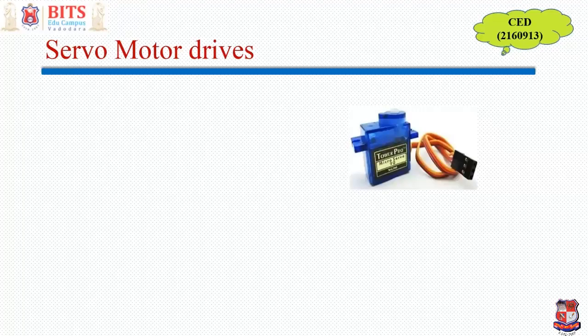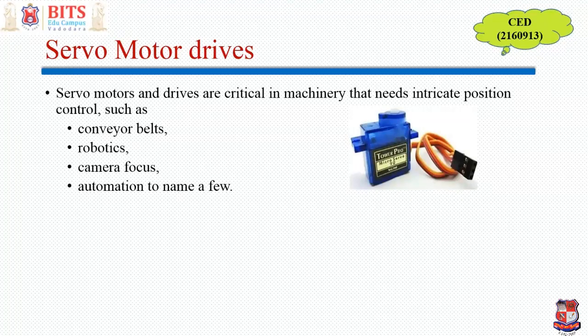Now we are supposed to discuss about the servo motor drives. I'll introduce the topic and we'll conclude this topic tomorrow, right? So servo motor drives are the motors used for motion control. You use them in various robotics and all other applications. You must have used some of these methods. So servo motors and drives are critical in machinery that needs intricate position control, such as conveyor belts, robotics, camera focus, automation, to name a few. So where a very finite angle control is required, you use servo motor drives.